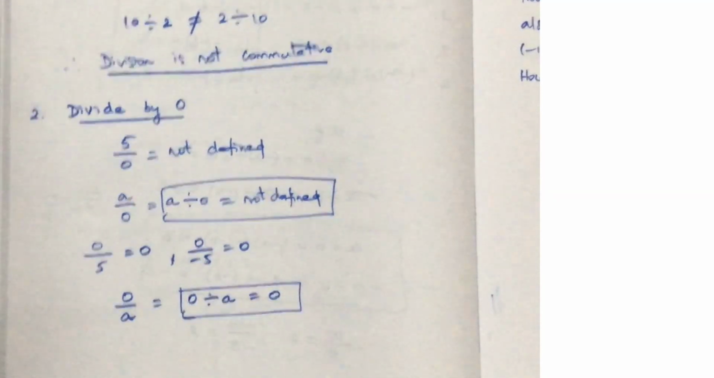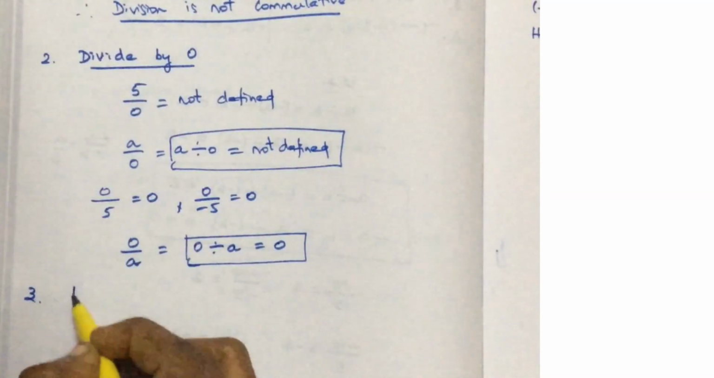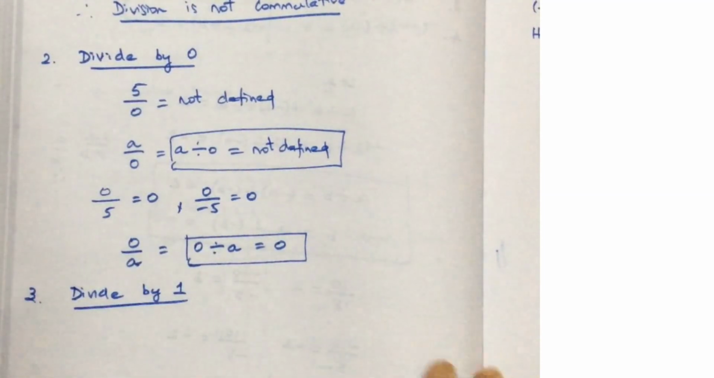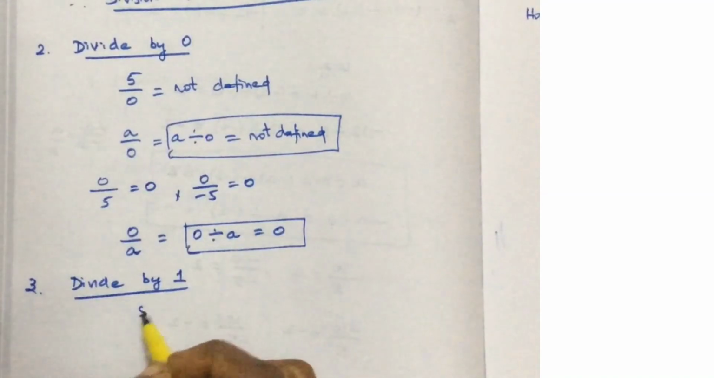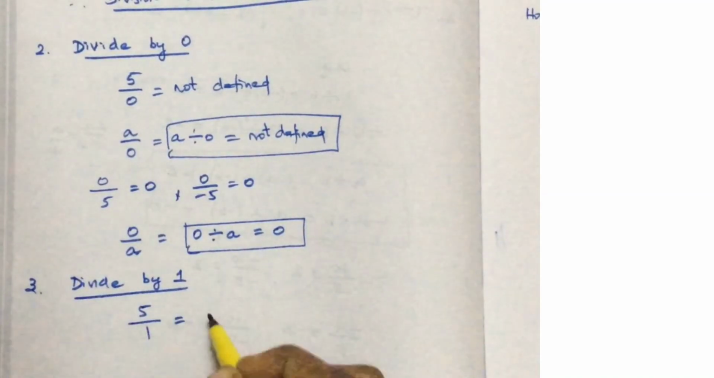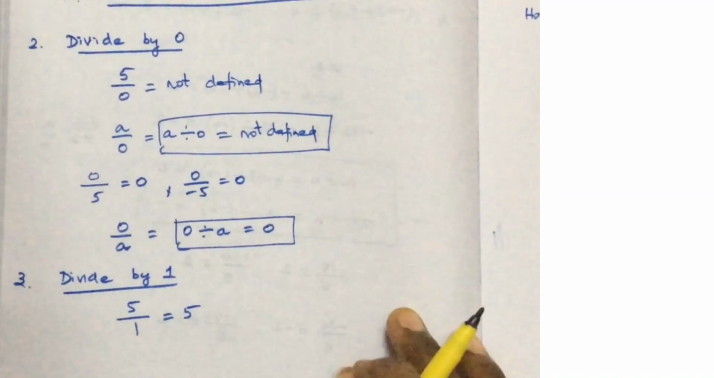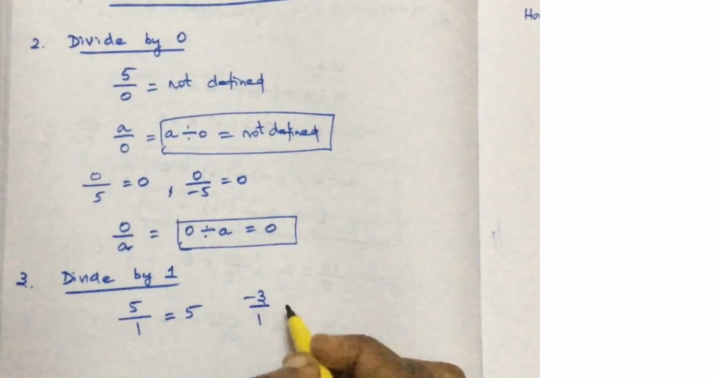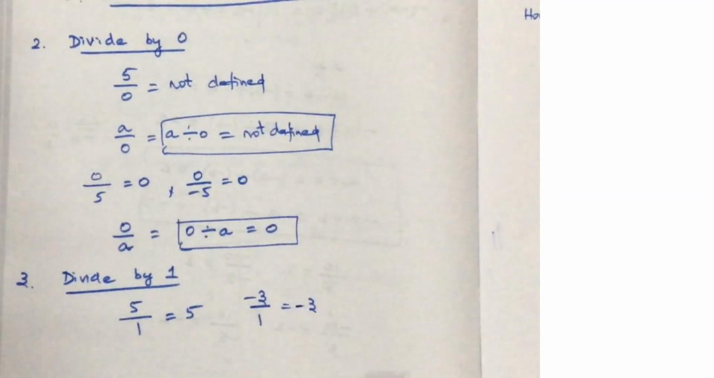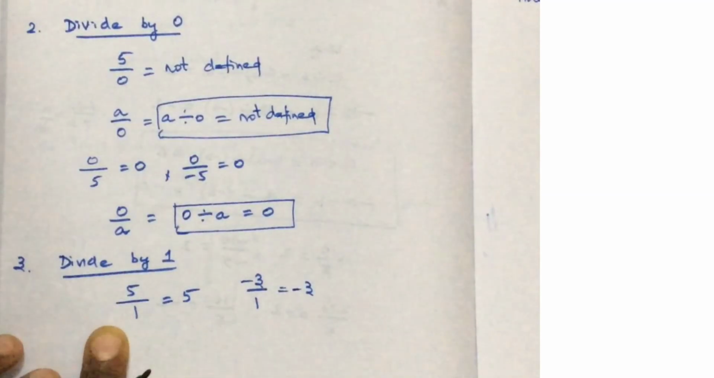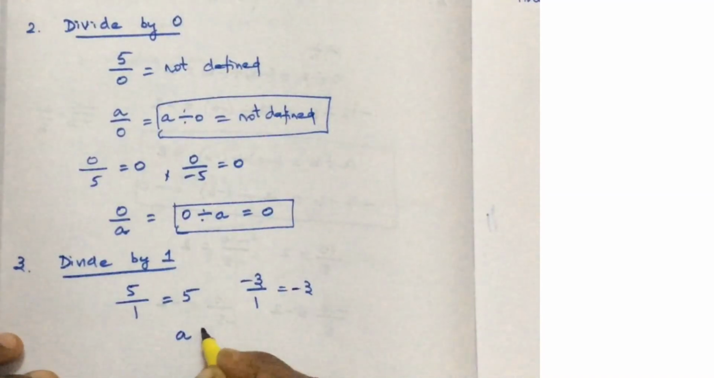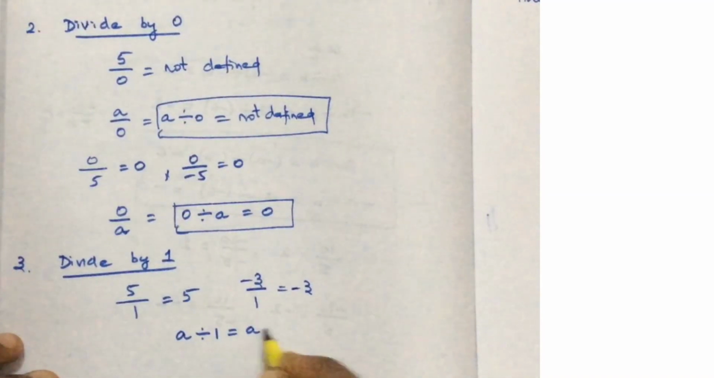Now the third thing you can see, divide by 1. Take any integer and divide by 1. What is the answer? You will get the same integer. Let me take minus 3 divided by 1. The answer is minus 3. So in general, any integer divided by 1, you will get the same integer. So a divided by 1 is a.